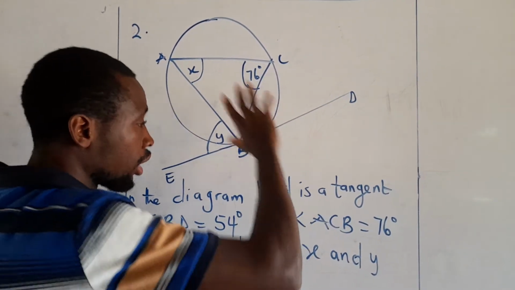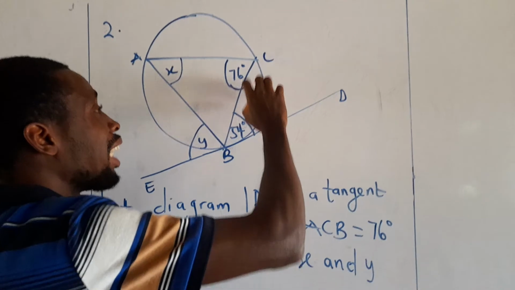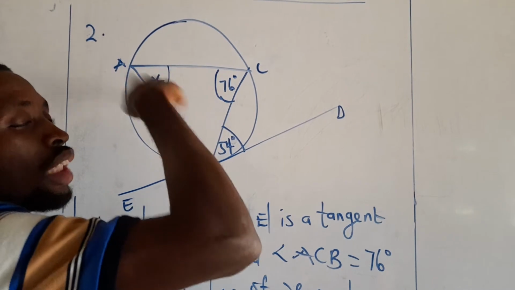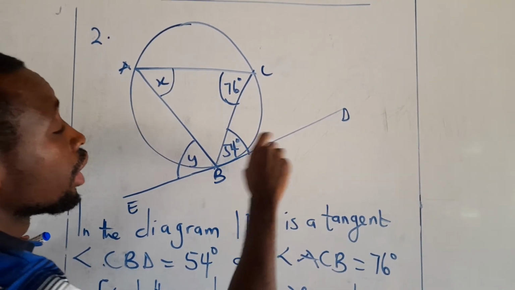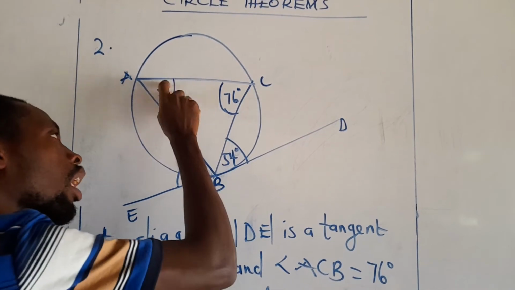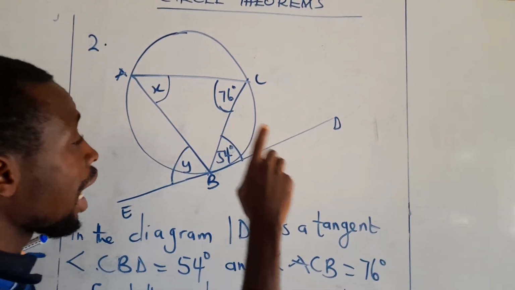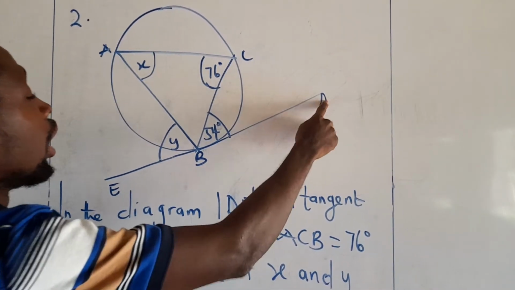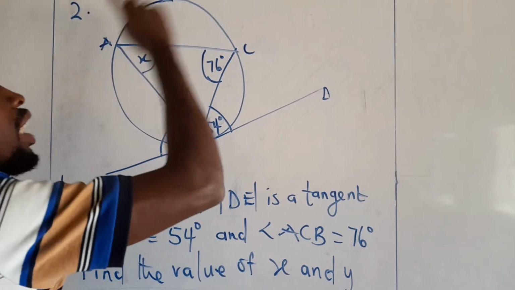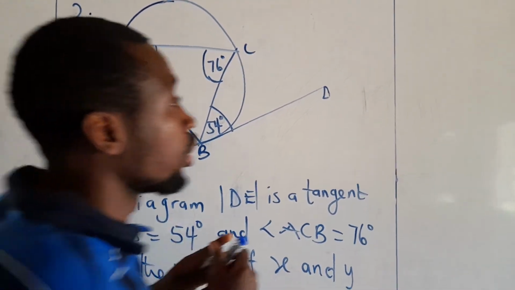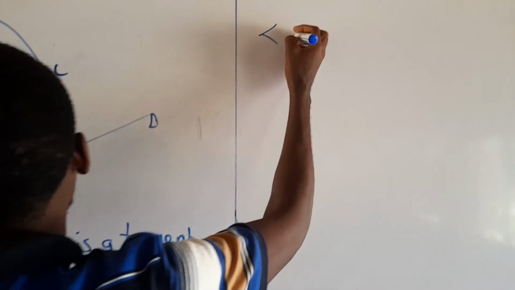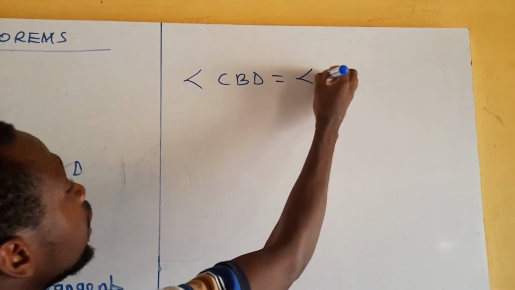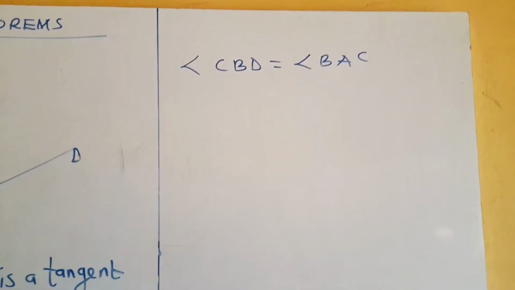So what do we do? We use the property of a tangent. Remember, we said that the angle that the tangent makes with a chord is equal to the angle in the alternate segment. Then we can say the angle here is equal to the angle here. Simple. So angle CBD is equal to angle BAC. So let's get that first. I hope you get that.